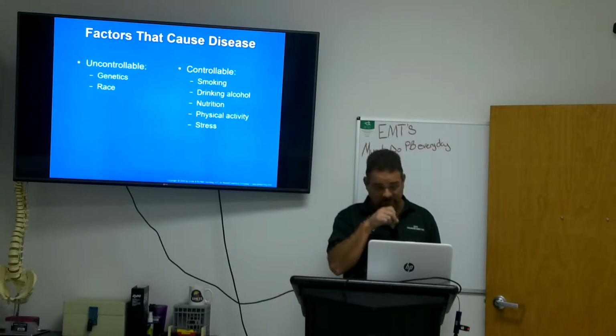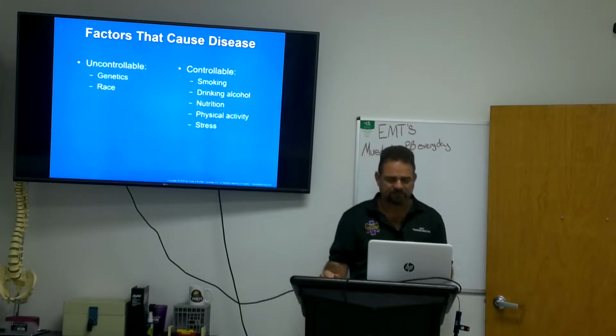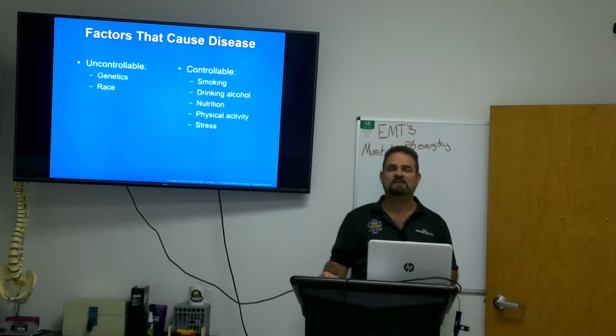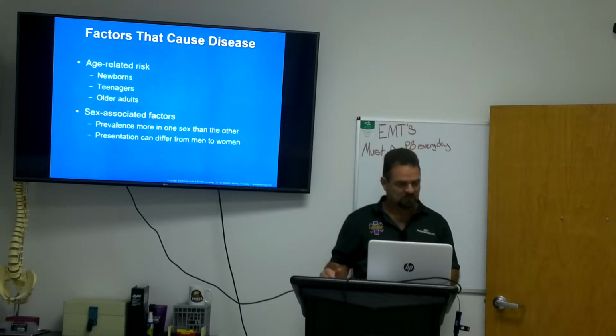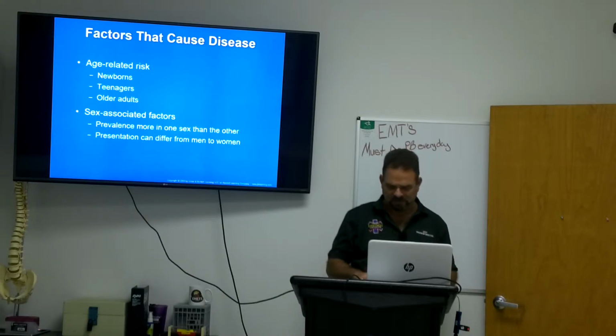Risk factors: uncontrollable and controllable. Obviously, uncontrollable, you can't do much about your genetics. You can't do anything about your race. It's who you're born. Otherwise, there are controllable ones: smoking, drinking alcohol, making sure we have good nutrition, good physical activity, and reduction of stress. Age-related risk: newborns, teenagers, older adults. Newborns are at risk because their immune system is not fully developed. Teenagers are at risk because of injury due to trauma and the use of drugs or alcohol. Older adults have a risk of cancer, heart disease, and those kinds of things.